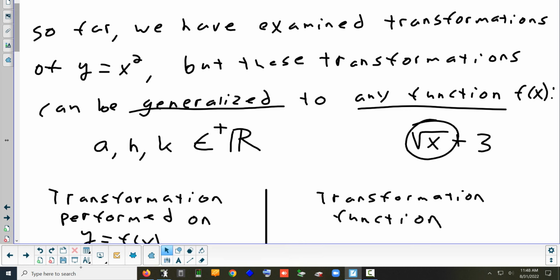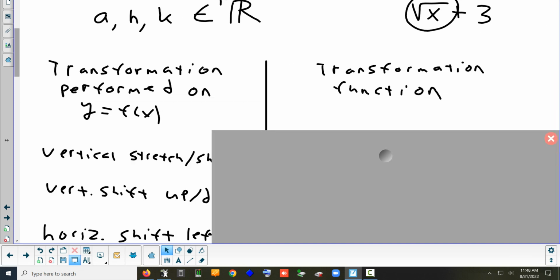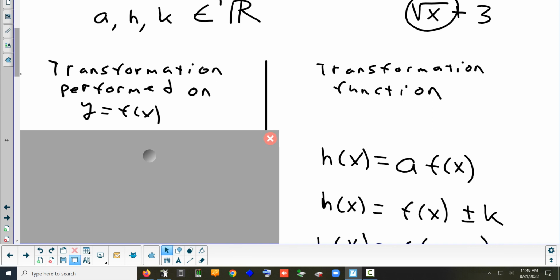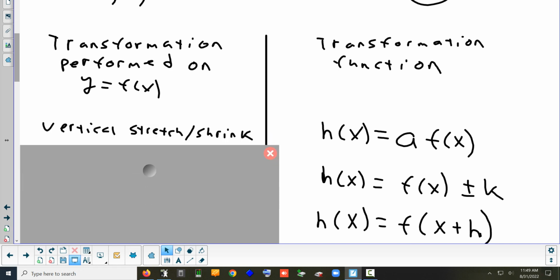So let's take a look and summarize these. Let's do it this way. On the left, I'm going to put the name, and on the right, I'm going to show you the formula for it. If you multiply by a number in front of a function, not just a quadratic, but any function, what does multiplying by a number in front do? Yeah? Vertical stretch or shrink. Yep. It's a vertical stretch or a shrink, depending on the value of a.